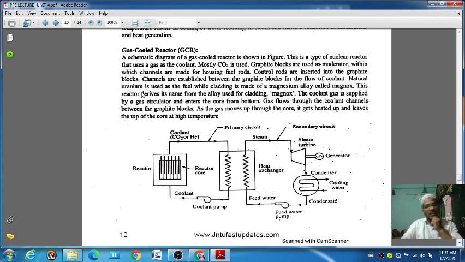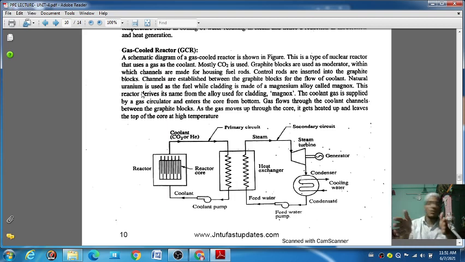So the gas coolant reactor, which we can call a GCR. In that gas cooled reactor, we are using carbon dioxide as the specific gas. Graphite blocks are used here as moderators, with channels housing the fuel rods and control rods. So channels are established between the graphite blocks for the flow of coolant.